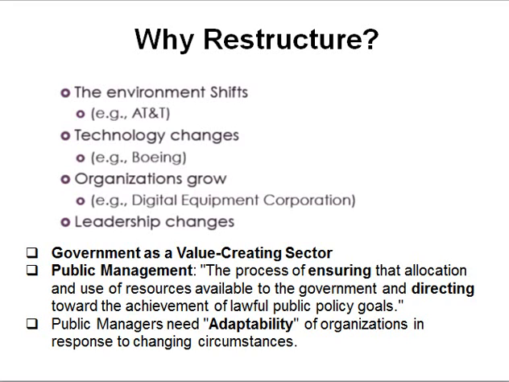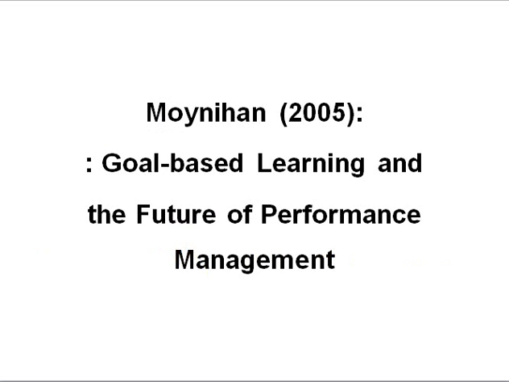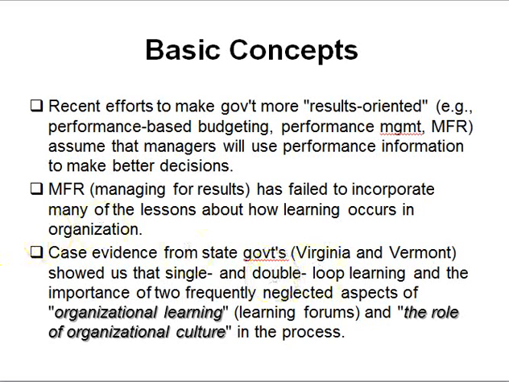I'm going to briefly explain Moynihan's article. The main concept of this article is about the recent government reforms to make the government more result-oriented. For example, performance-based budgeting, performance management, and management for results. They assume that the managers will use performance information in their decision making. But the thing is, during that time, they failed to incorporate information sharing, information learning, and organizational learning in their decision making.